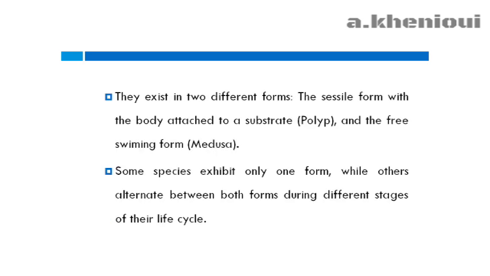They exist in two different forms: the sessile form with the body attached to a substrate called polyp, and the free-swimming form called medusa. Some species exhibit only one form, while others alternate between both forms during different stages of their life cycle.